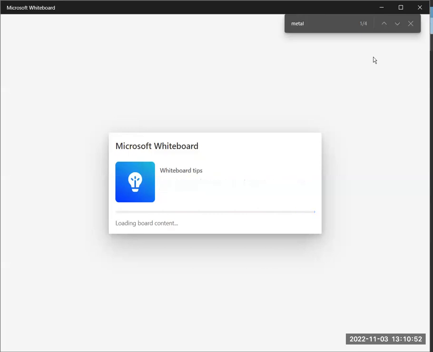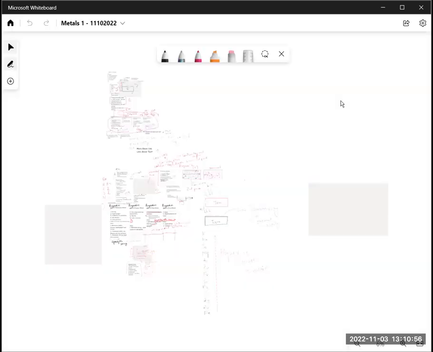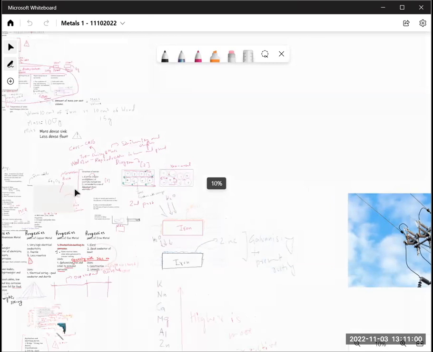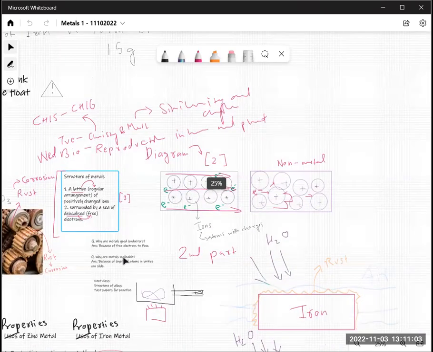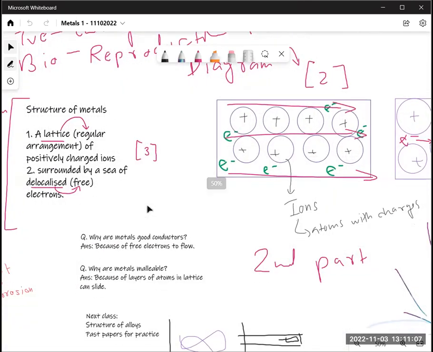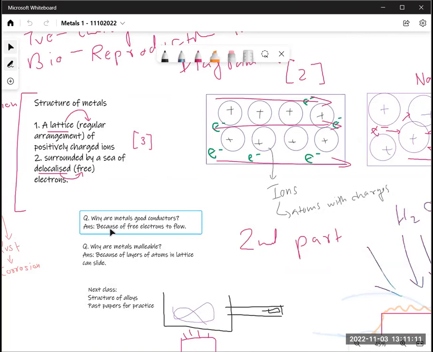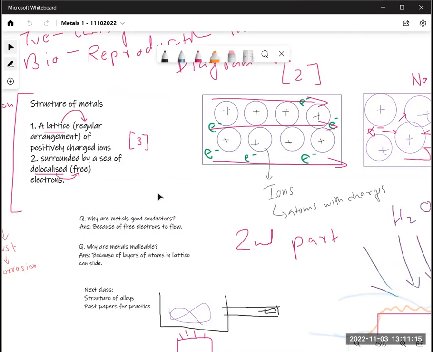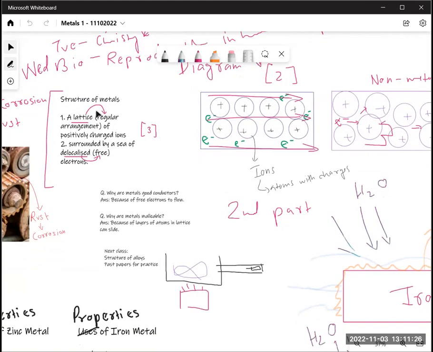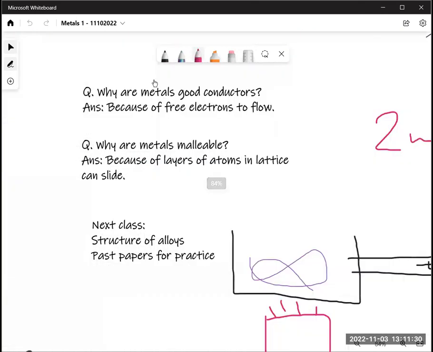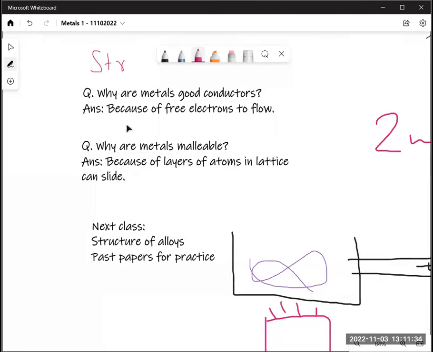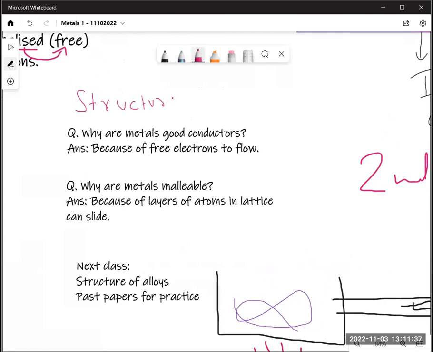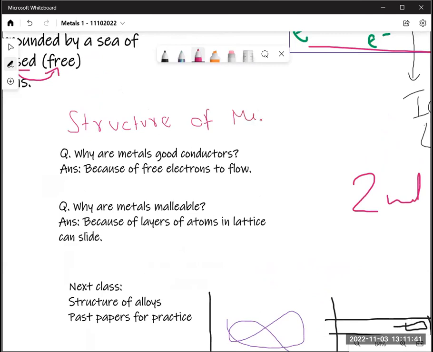Quickly finish writing this. Start over here. Structure of metals. Write the structure of metals. Write the question below it: Why are metals good conductors? Why are metals malleable? Quick. Before you write that, I think you have done the structure of metals before. Please just write this part. So write structure of metals and then write these questions. Quick, hurry up, tell me when you're done.